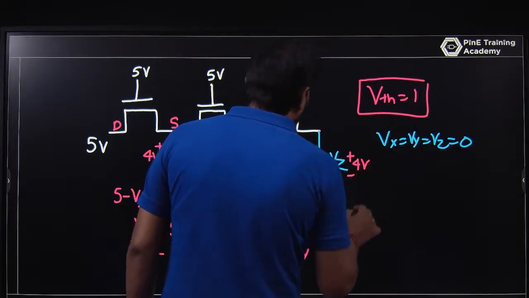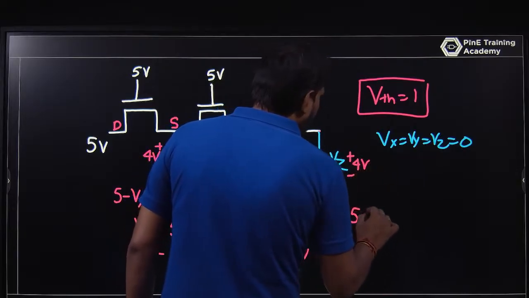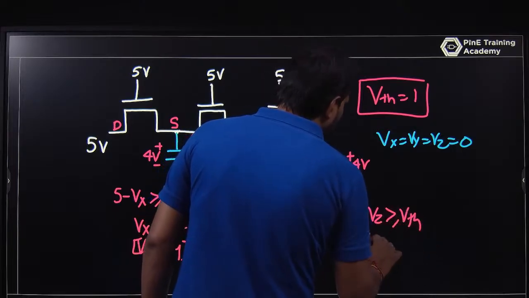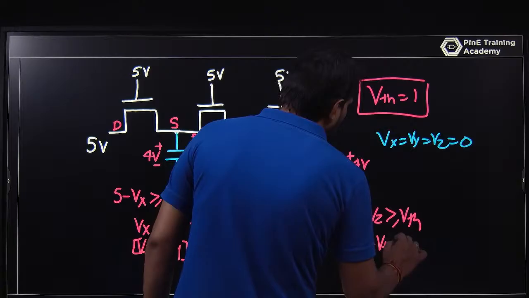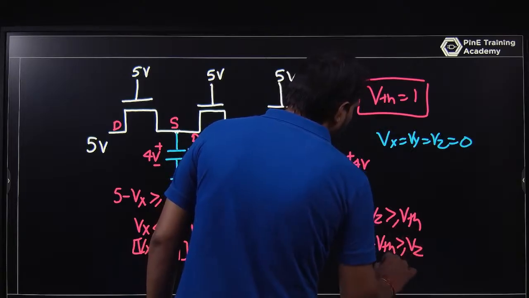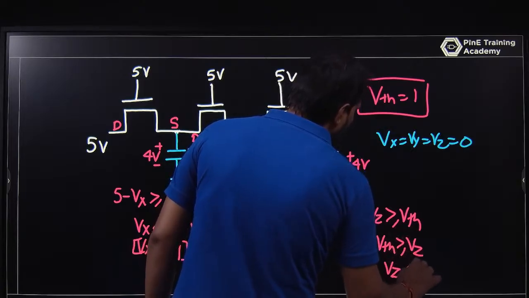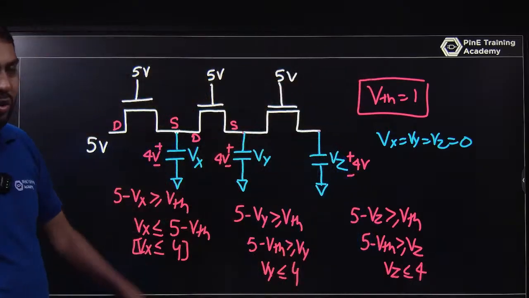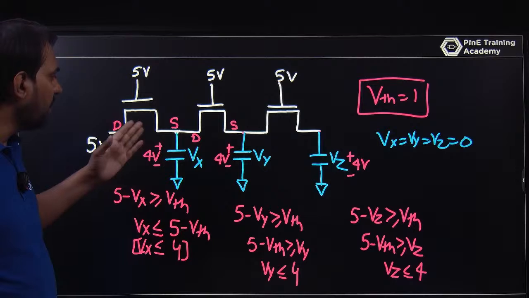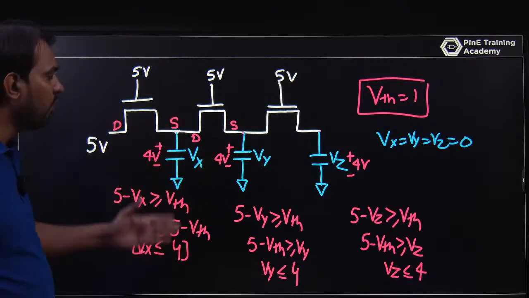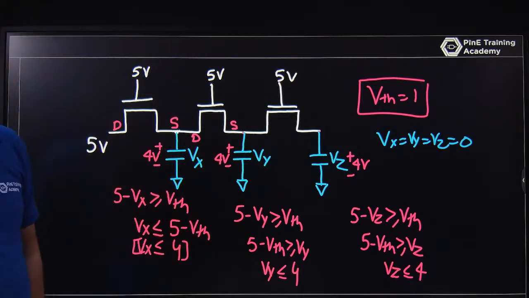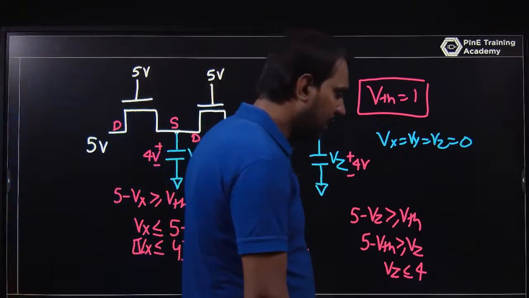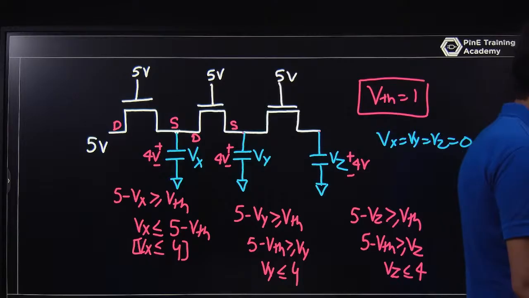Just check it. 5 minus Vz is greater than or equal to Vth. So 5 minus Vth is greater than or equal to Vz. So Vz is less than or equal to 4 volt. So Vx can be 4 volt, Vy can be 4 volt, and Vz can be 4 volt. So this is the question, and you can understand what is happening in this.